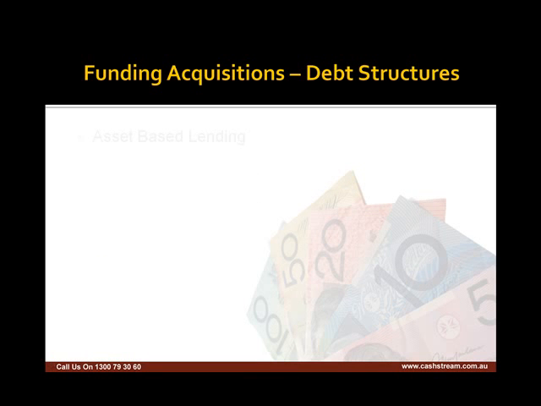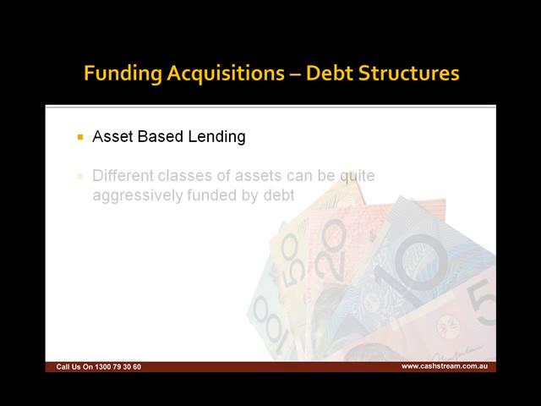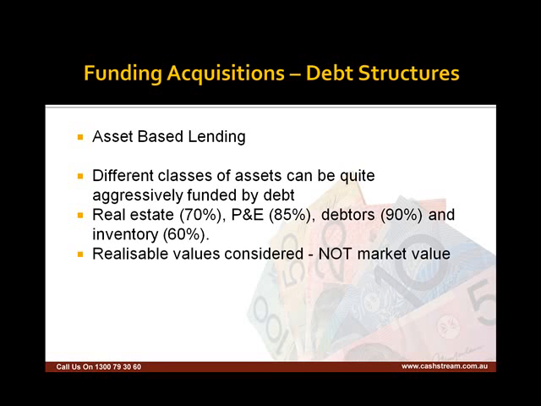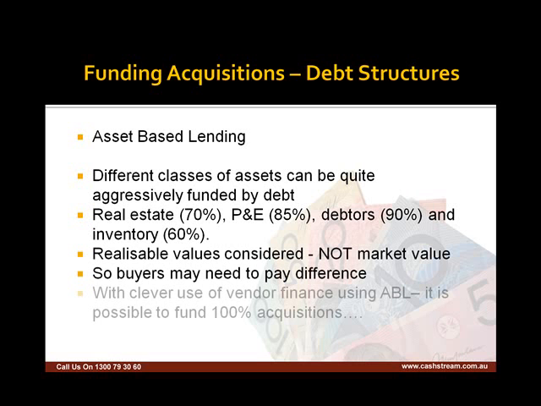If we look at the second structure for debt funding, asset-based lending. Under this structure of funding, different assets and classes can be quite aggressively funded by debt. For example, real estate up to 70% valuation, plant and equipment up to 85%, debtors up to 90%, and inventory up to 60%. But these look at realizable values, not market value. So buyers may need to pay the difference between bank value and the fair market value of the assets.